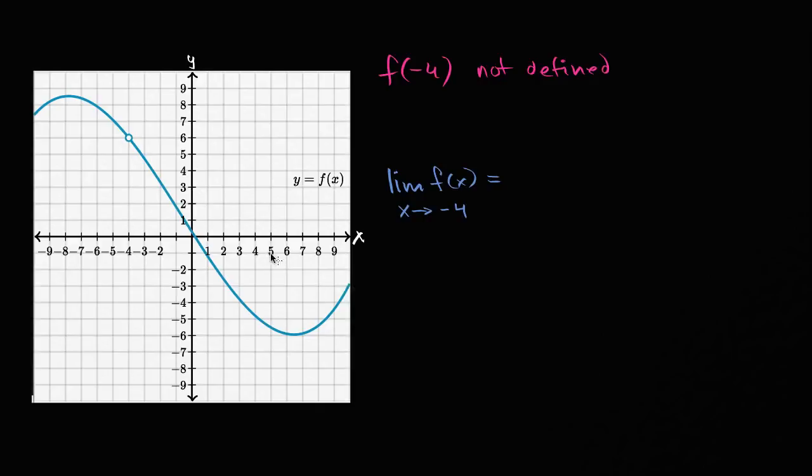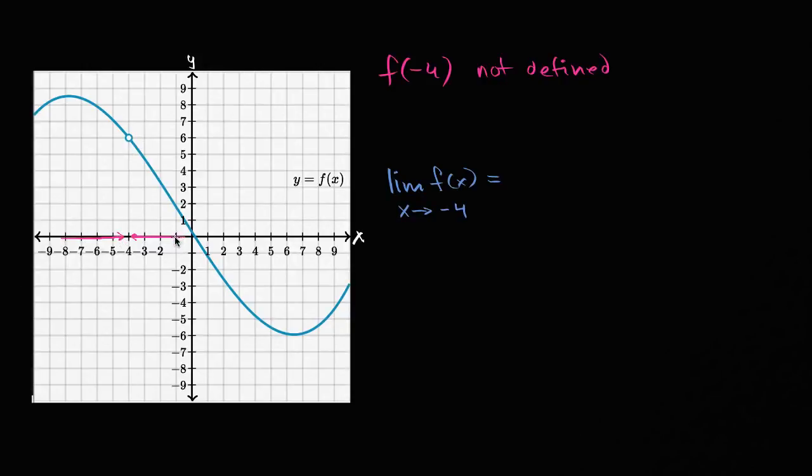But let's just get an understanding here. What's going on as x approaches negative 4? As x approaches negative 4, from values greater than negative 4 and from values less than negative 4. Well, let's first think about values greater than negative 4.